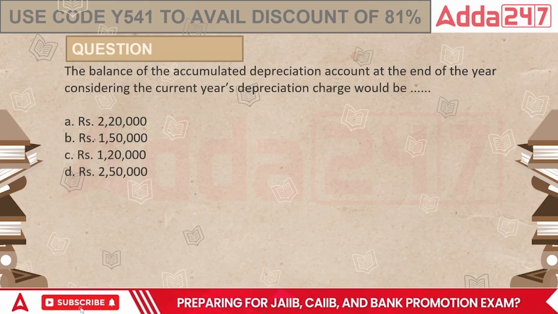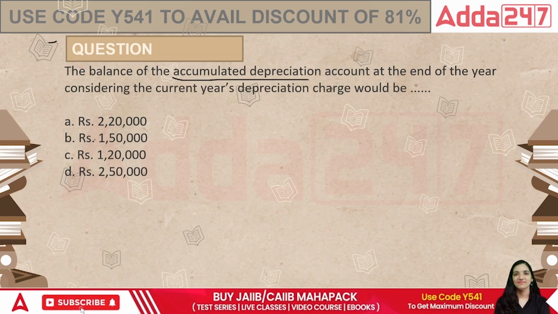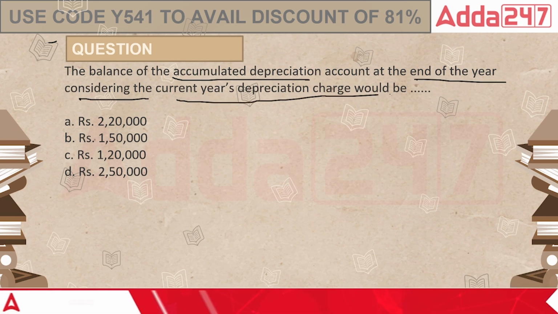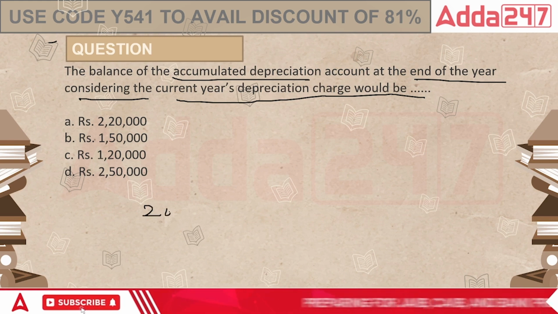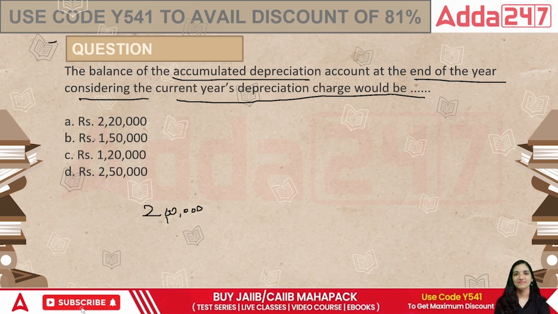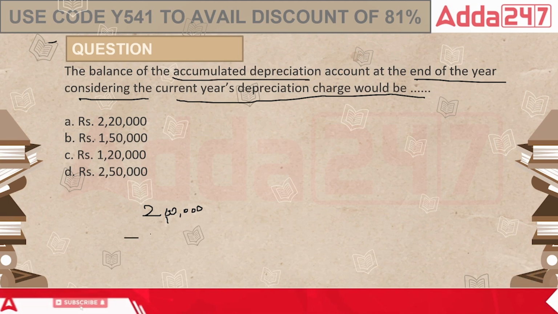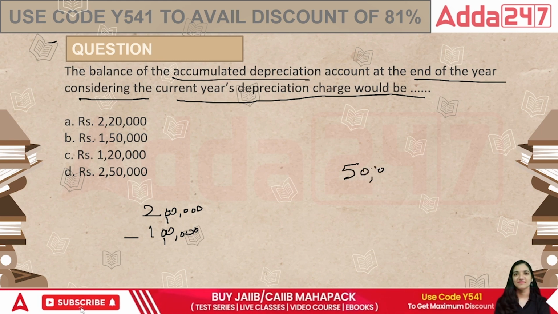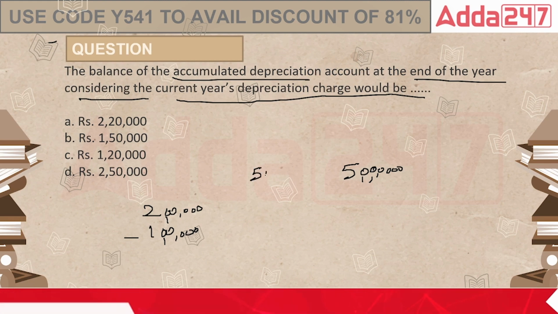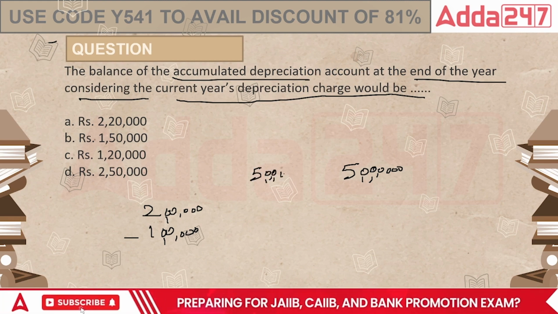Then the question says the balance of the accumulated depreciation account at the end of the year, considering the current year depreciation charge, would be. So technically we already had 2 lakh rupees, right? But I am selling an asset worth rupees 5 lakh during the year, है ना? So technically the entire 10 lakh can be divided into a set of 5 lakh each.